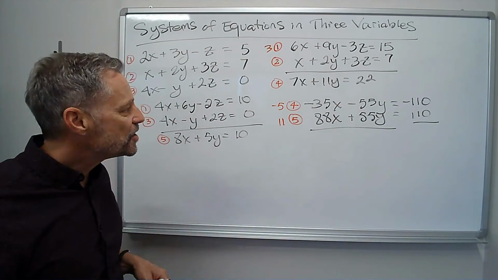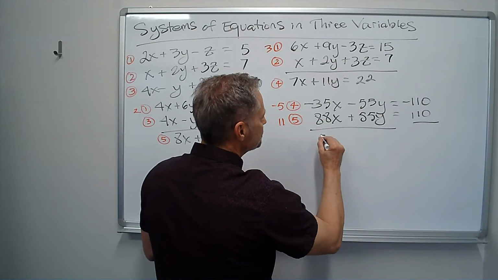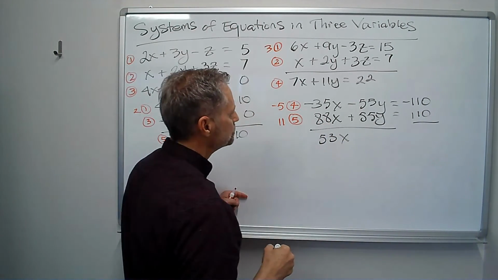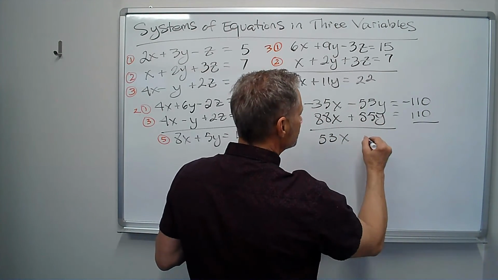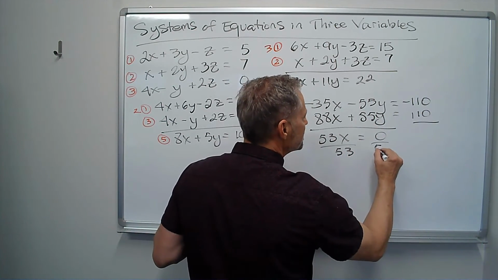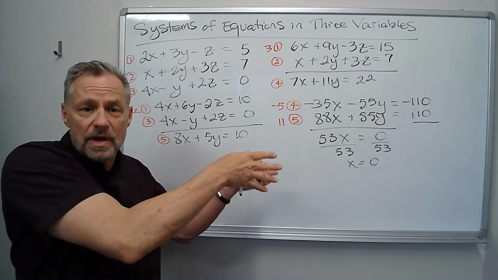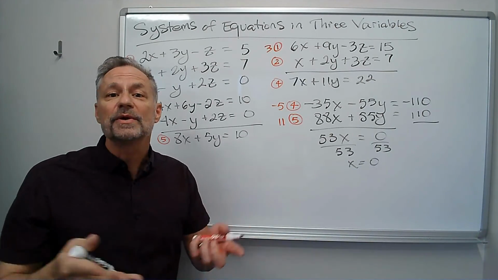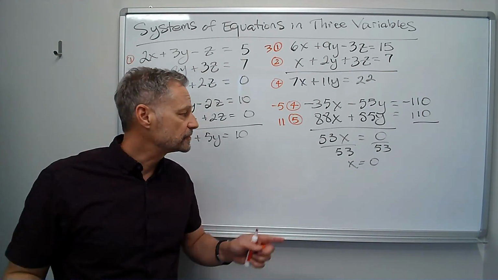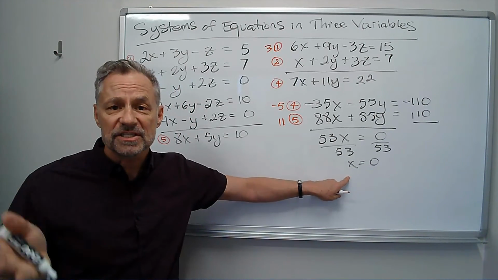I'm going to add those down. Let's see, I get 53x. Those cancel. Equals 0. Oh, just divide by 53. I get x equals 0. Well, that's nice. X is 0. That's a real number. That's perfectly fine. Don't get freaked out and think, oh, there's no solution or something. That's just the value of x.